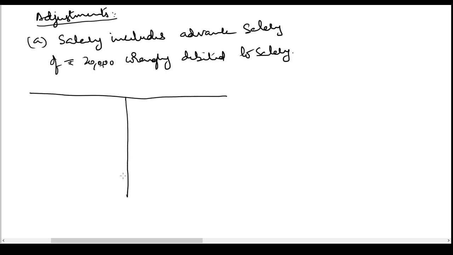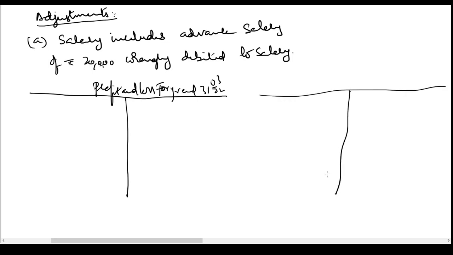This is my profit and loss account for the year ended 31st March 22, and this will be my balance sheet as on 31st March 22. Now let us do the problem. Salary account is debited to P&L account, salary 1,40,000. Now you are told about an error. The error is salary includes advance salary of 20,000 wrongly debited to salary.